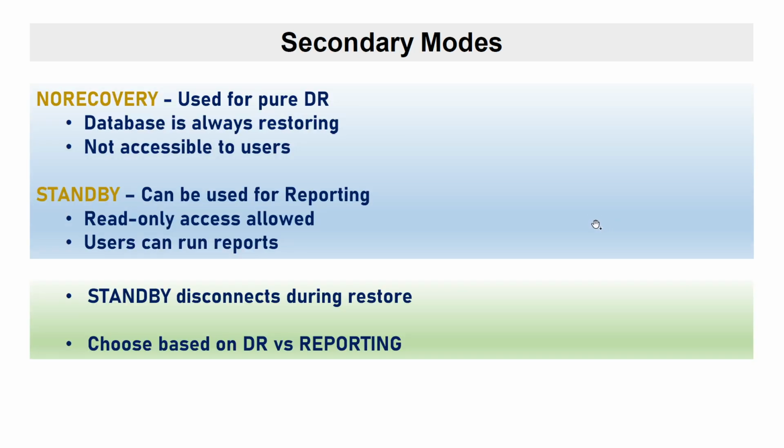Now let's see the secondary modes. We have two modes you can use on the secondary. You can configure the secondary in no recovery mode, or in standby mode. No recovery is used for pure DR. The database is always in restoring mode and not accessible to users. In standby mode, it can be used for reporting. Read-only access is allowed. Users can run reports from the standby.